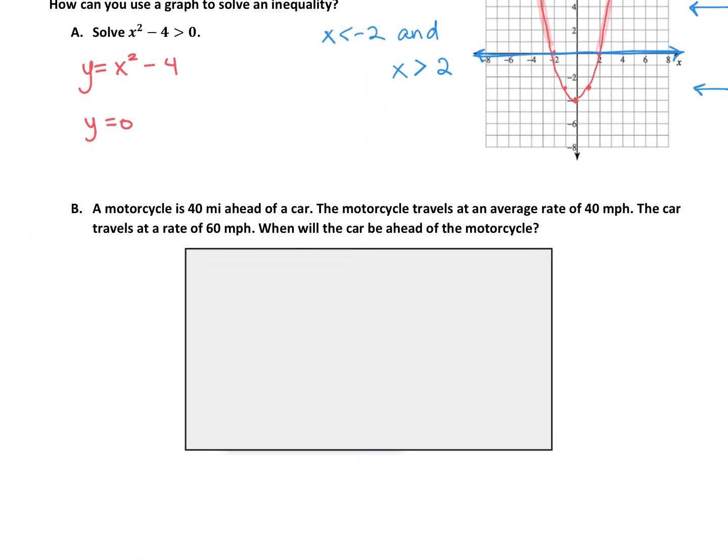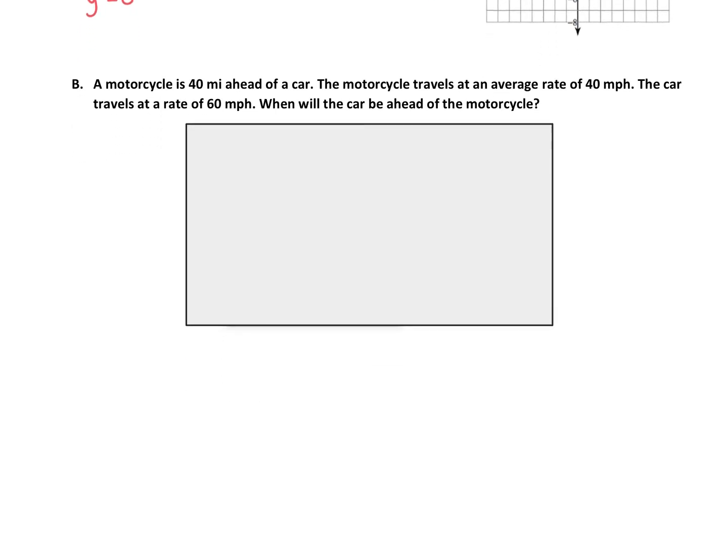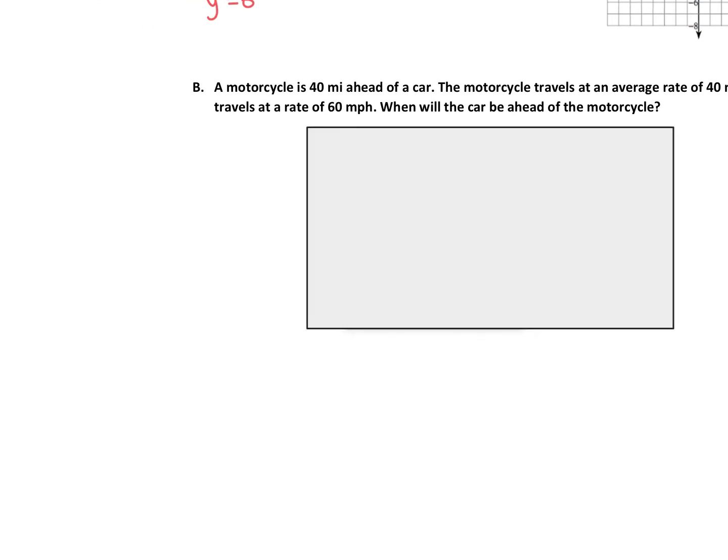All right, part B. A motorcycle is 40 miles ahead of a car. The motorcycle travels at an average rate of 40 miles per hour. The car travels at a rate of 60 miles per hour. When will the car be ahead of the motorcycle? So here's kind of what they're asking us to figure out in words. When is the distance of the car going to be ahead or greater than the distance of the motorcycle?